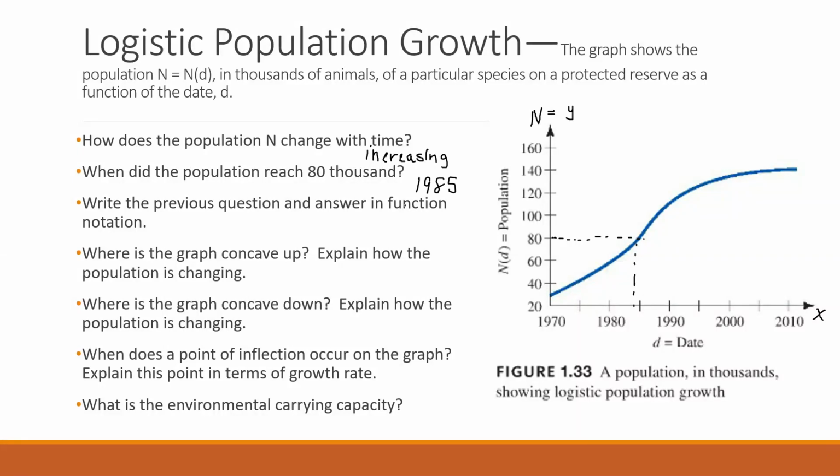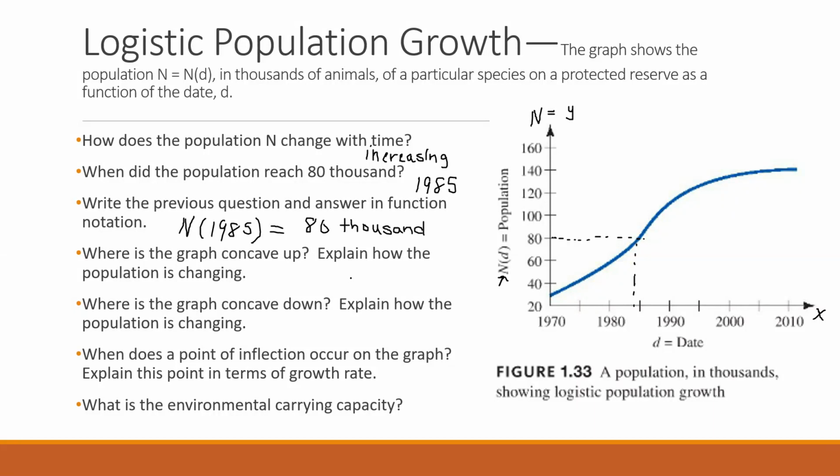And then it asks us to write this in function notation. So this is where I'm really referring to all the notation around the graph. So my function is N, number of animals based on the date. So N is my function. The date that I was looking at was 1985. It goes in the parentheses because that is the input. And then the answer of that is 80,000, because the y value is the output. And so this is really a review question from last week where we went over function notation.